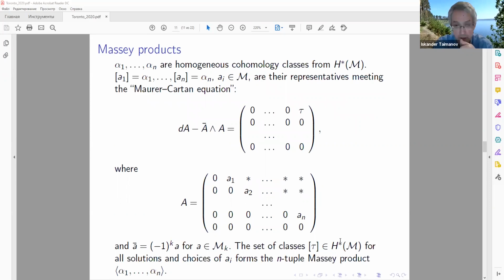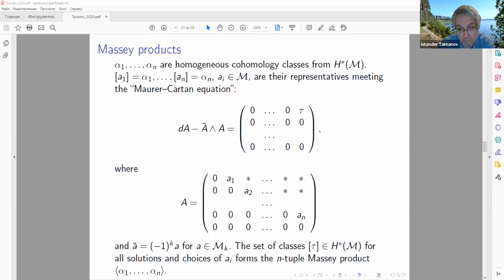It was first done in our article with Ivan Babenko in 2000, or 2001 probably. I don't remember when it was exactly published in the journal, the same journal, Sbornik of Mathematics, but on arXiv it was in 2000. So take alpha 1, ..., alpha n, homogeneous cohomology classes on the algebra M, and take their representatives A1, ..., An. And consider the Maurer-Cartan equation. This is dA equals minus A bar wedge A. And this is the matrix in which all elements except the only one, tau, which is in the upper right corner, are trivial.